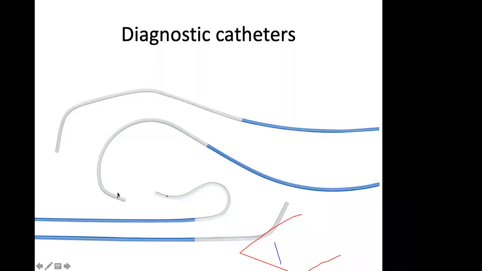Then there is a catheter which is like the cobra's hood. It is turning on itself. This is what is known as a cobra catheter, and this is used for accessing the visceral vessels like the celiac artery.